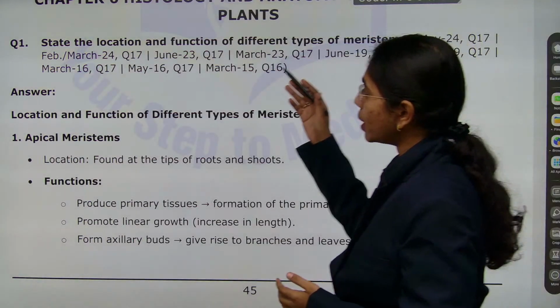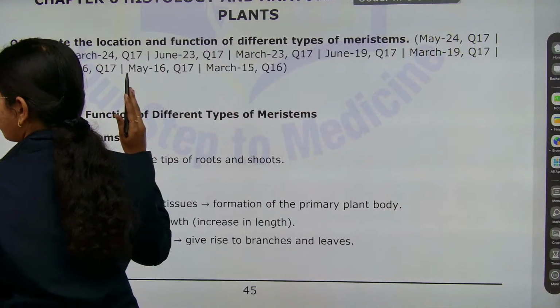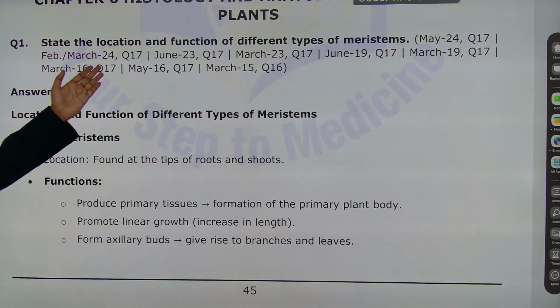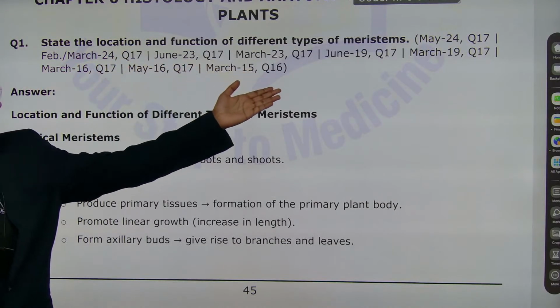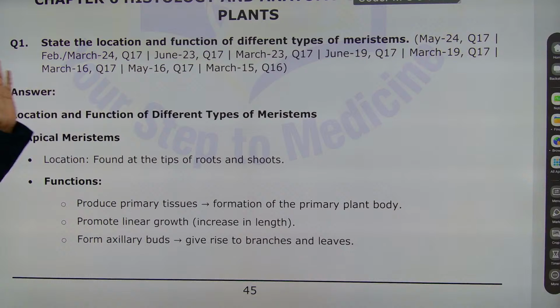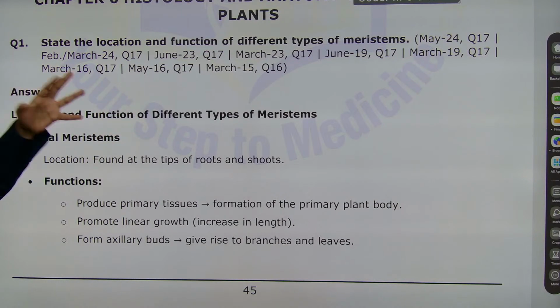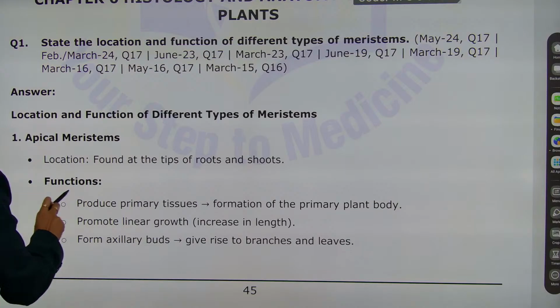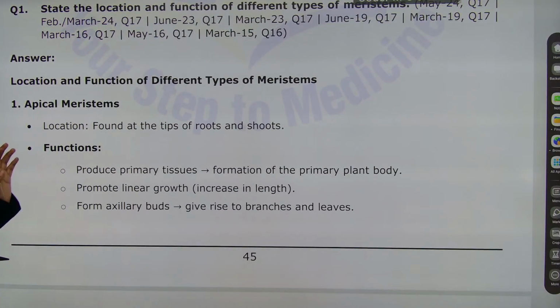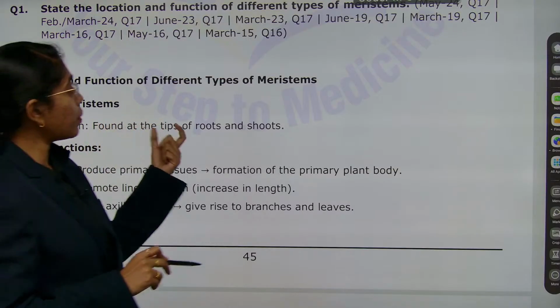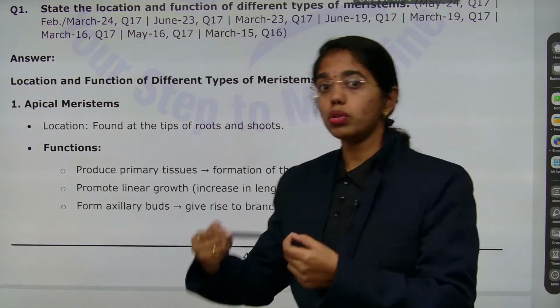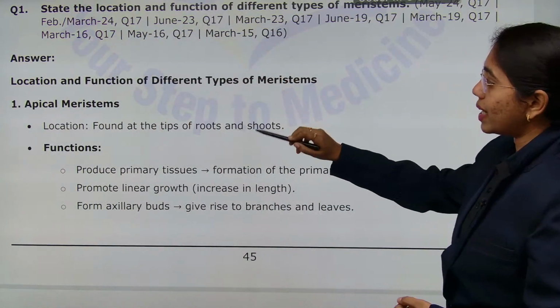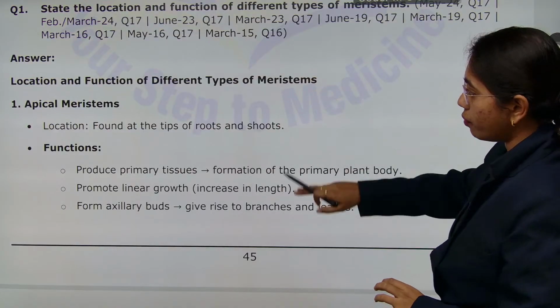This has appeared in multiple years, like March 2024, 2023, 2019, 2017, 2016 and 2015. In every consecutive paper you can see this question. First, the location and function of different types of meristems. First is the apical meristem. Apical meristems are present at the tips of roots and shoots.